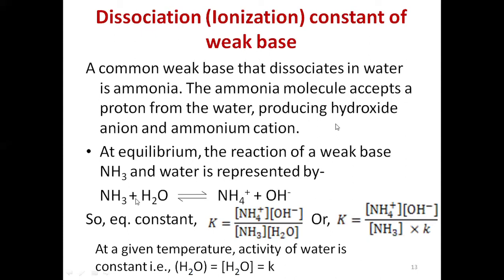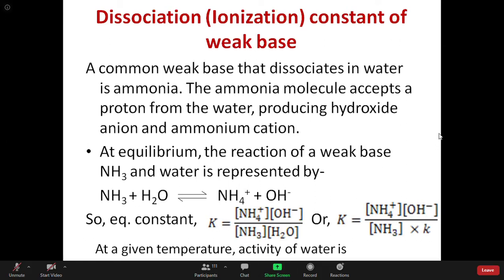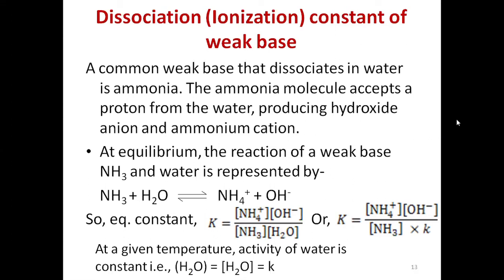For example, take a common weak base, ammonia. It reacts with water, and the ammonia molecule accepts a proton from water, producing hydroxyl ion and ammonium cation. At equilibrium, the reaction will be ammonia plus water equilibrium ammonium ion plus hydroxyl ion. So the equilibrium constant, according to the law of mass action, K equals ammonium ion into hydroxyl ion divided by ammonia into water.